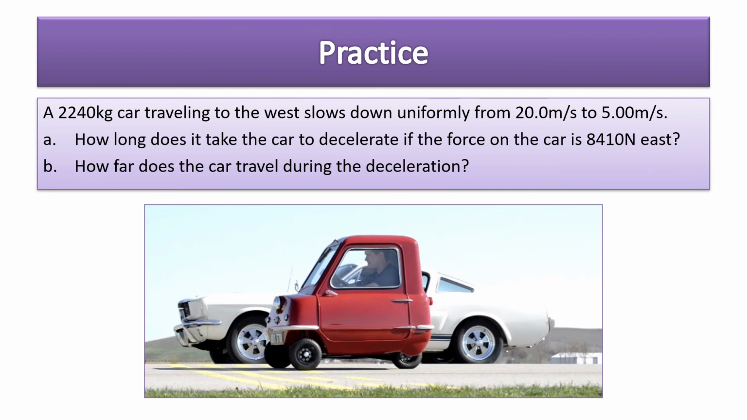Try this practice one. It says a 2,240 kilogram car traveling to the west slows down uniformly from 20 meters per second to 5 meters per second. How long does it take the car to decelerate if the force on the car is 8,410 newtons east? How far does the car travel during the deceleration? So make sure that you're paying attention to the directions, west and east. Pause the video and try it on your own.